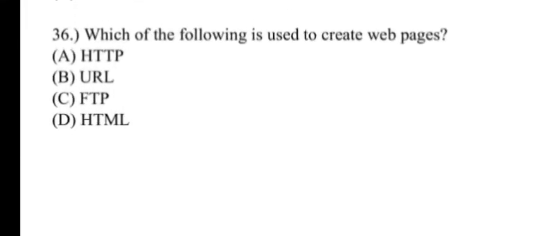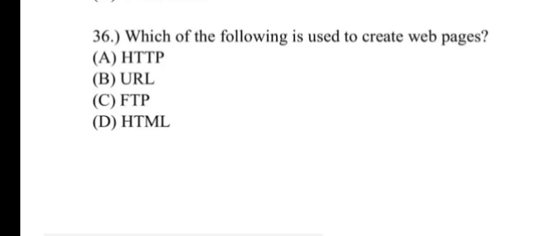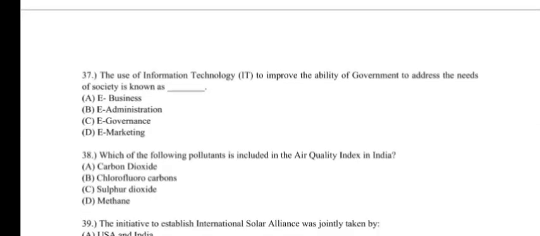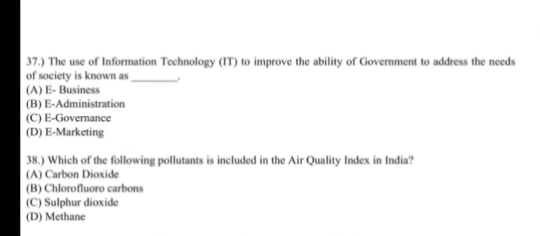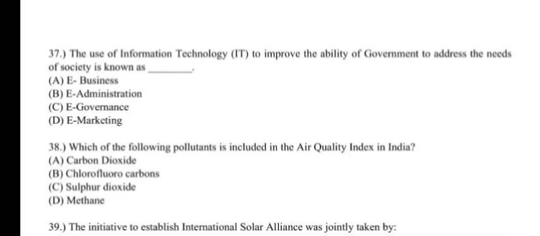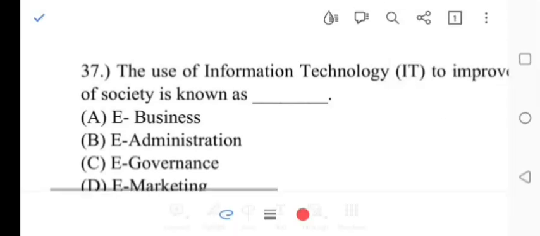Yes, 36. Which of the following is used to create web pages? HTTP, URL, FTP, HTML. 36. Correct option will be HTML. 37 says, the use of information technology IT to improve the ability of government to address the needs of society is known as what? E-business, e-administration, e-governance, e-marketing. 37 will be e-governance.